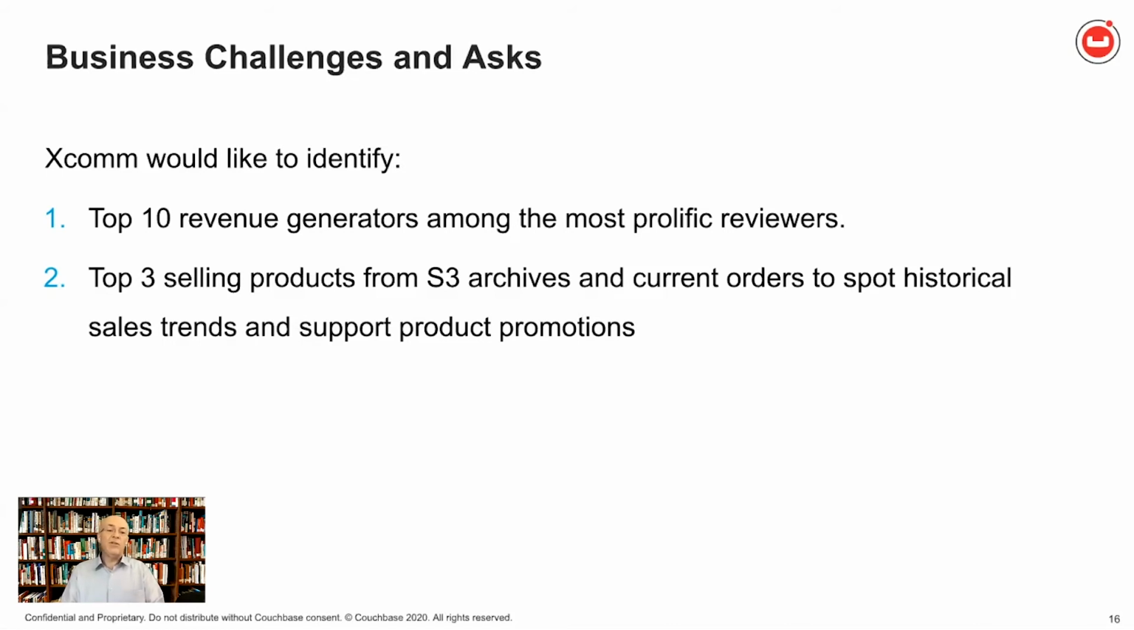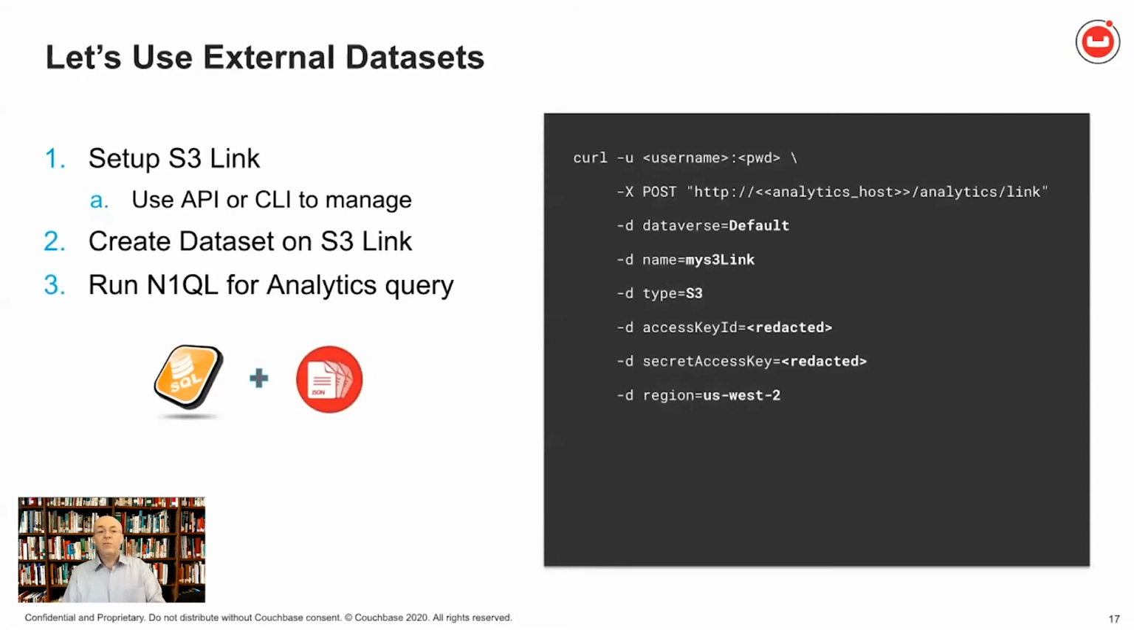And then we'll have a more interesting query, which wants to get the top 3 selling products from the S3 archives and the current orders. They want to spot historical trends and do that to support product promotions. All right, so let's move over to the demo.